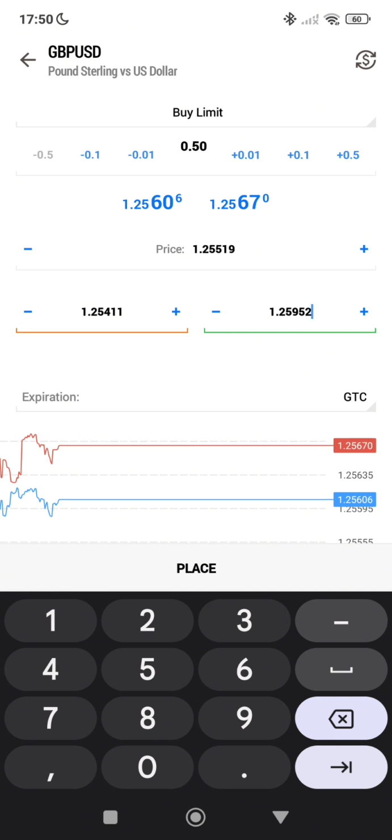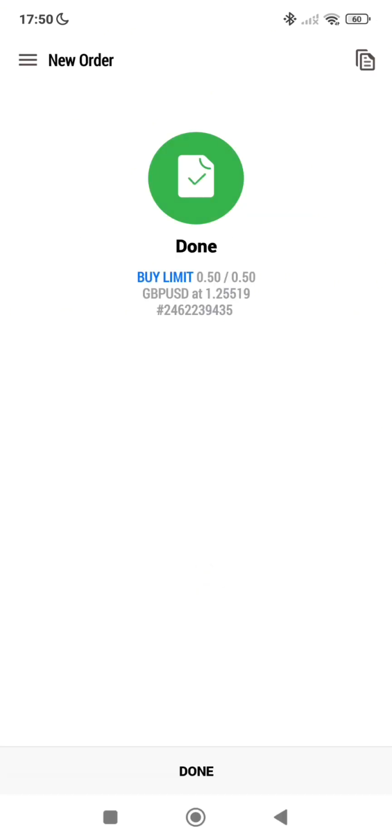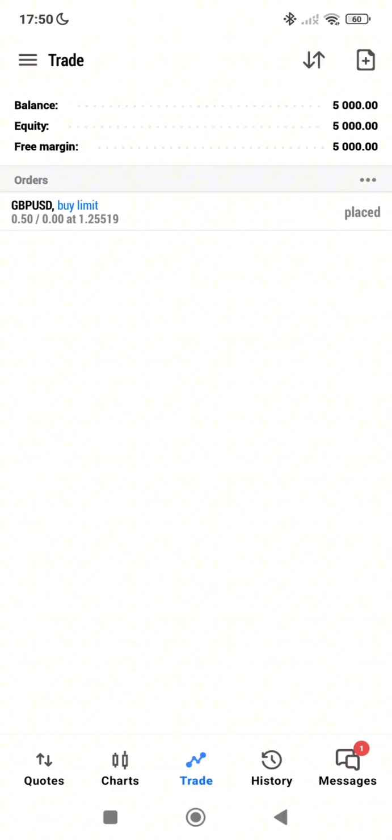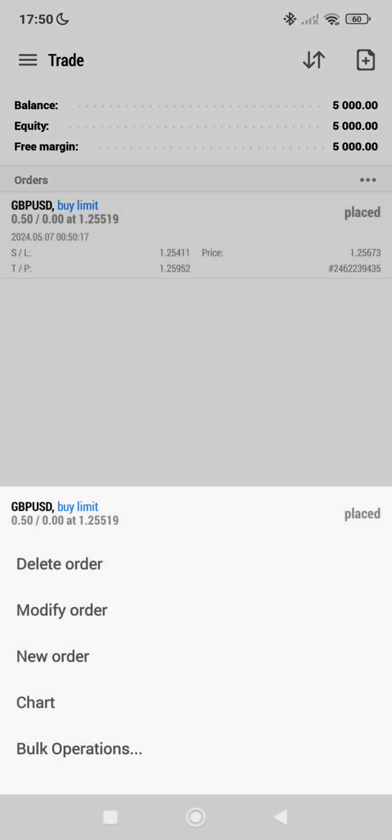Now when you do this, you are going to see right down on your screen, you see place, which means if you place this order, now you have set a buy limit order. Now when you go to your chart, you are going to see this buy limit order. If you click on this buy limit order, it's going to show you the value on the chart. Now you can see delete order, you can see modify, you can see new order.